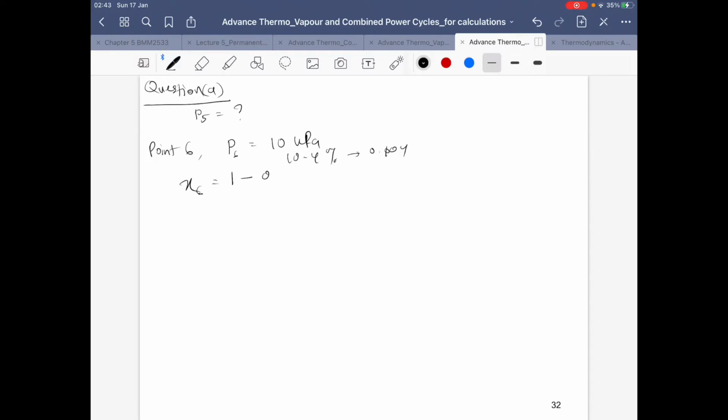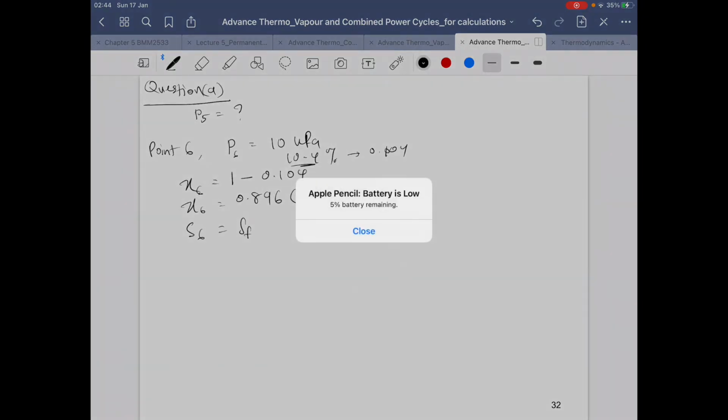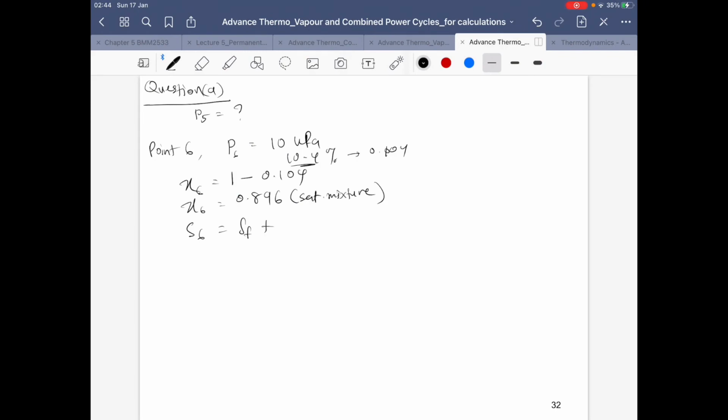We convert 10.4 percent to a decimal, 0.104. So 1 minus 0.104, then we get the exit quality as 0.896, which is a saturated mixture. Okay, now we have x6, the fraction at point 6, equal to 0.896, then we can calculate the entropy at point 6. Remember, it is always this expression: s6 equals sf plus x6 times sfg, the entropy of fluid and of gas.